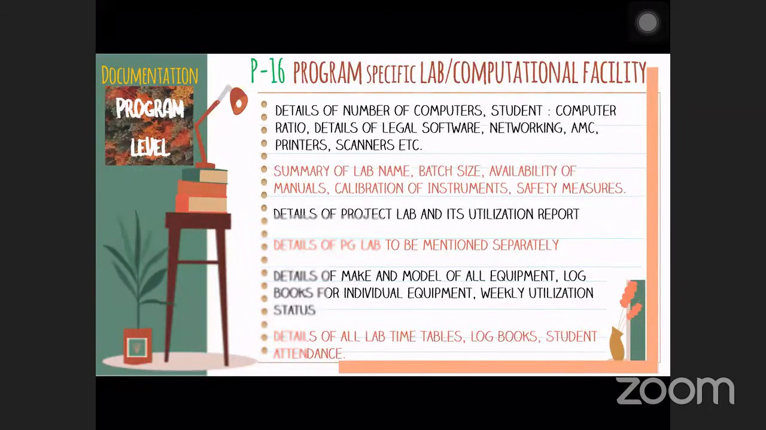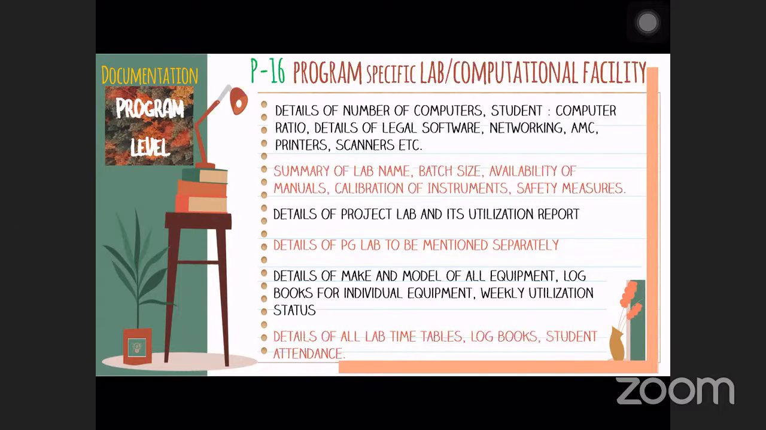Then program specific laboratories and computational facilities. Now, this is again a very important file in which the following records will go: the details of number of computers, then the student to computer ratio, generally 4:1. For each set of 4 students, there should be at least 1 computer available. If it is better, it is a plus point. Then all the details of legal software, networking, annual maintenance contracts, the number of printers available in the department, the number of scanners available in the department. All these records will go into this particular file.